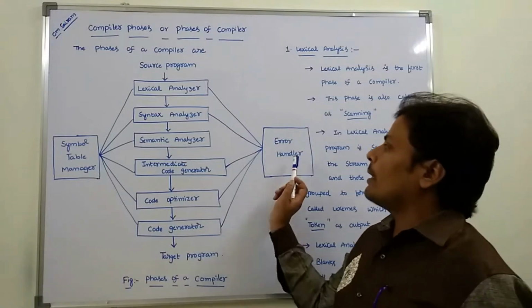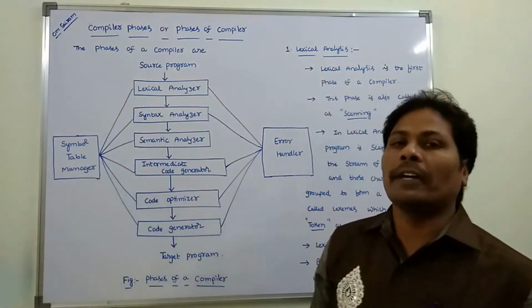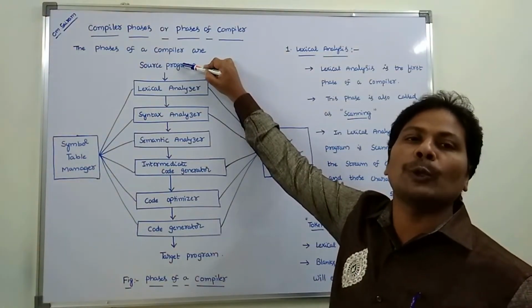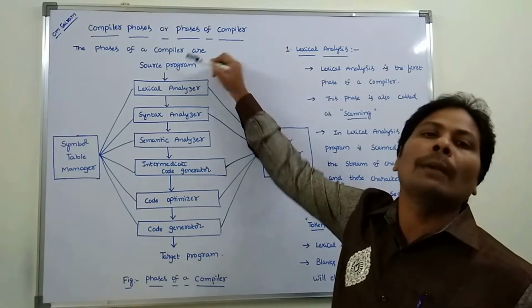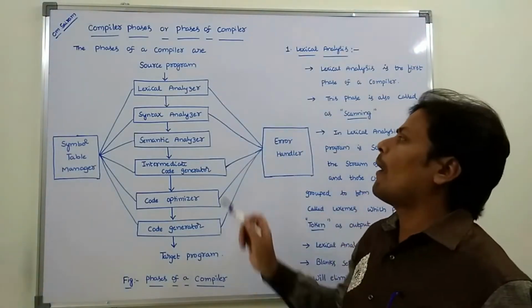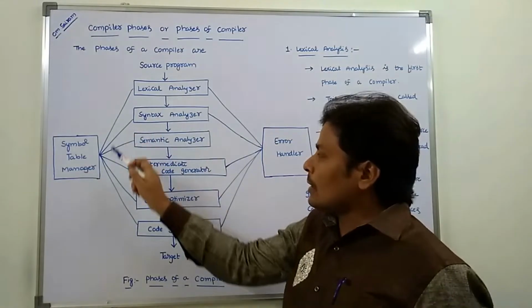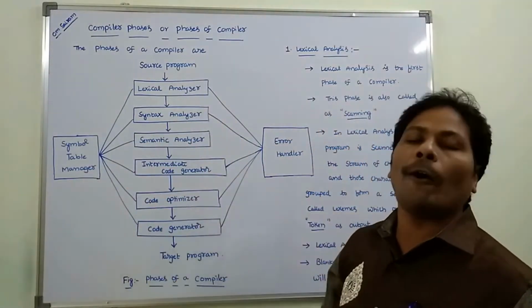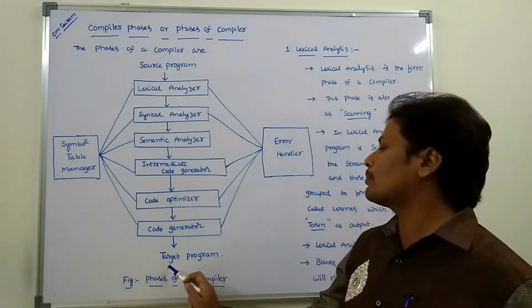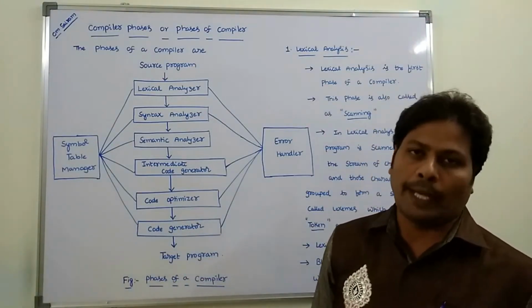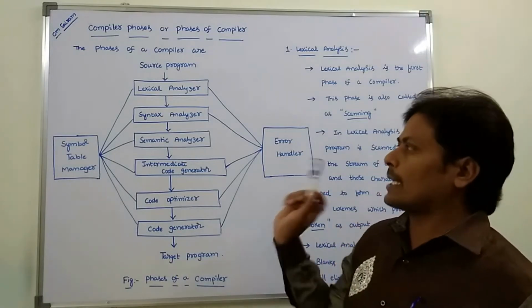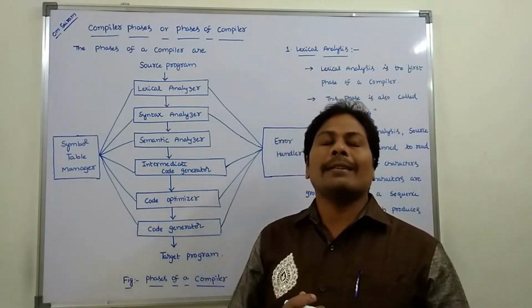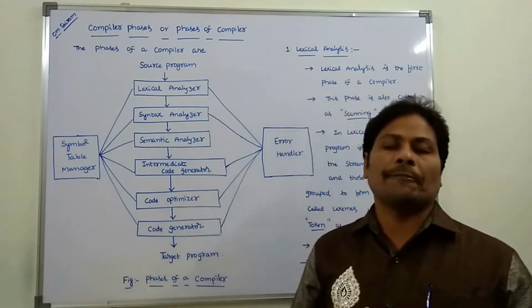The input for all these phases is the source program. First we have to give a source program to the compiler. After the source program is processed through all the phases of a compiler, it produces the target program. Next, first we have to go to a phase. That phase is the lexical analysis phase.